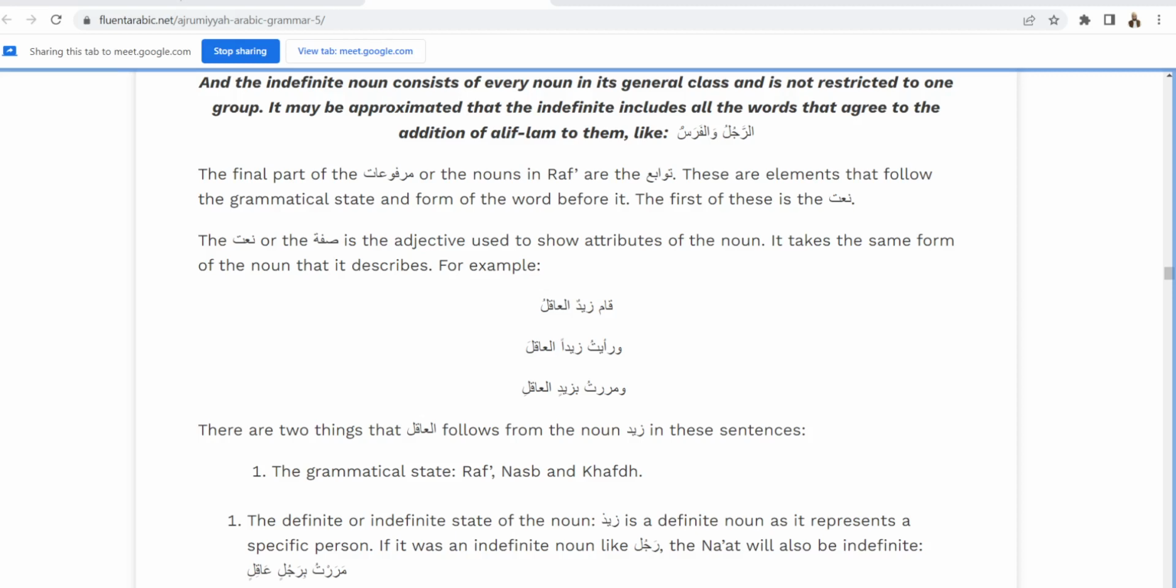Zaydun is a definite noun as it represents a specific person. If it was an indefinite noun like rajulun, the na'at will also be indefinite: marartu bi rajulin aqilin.